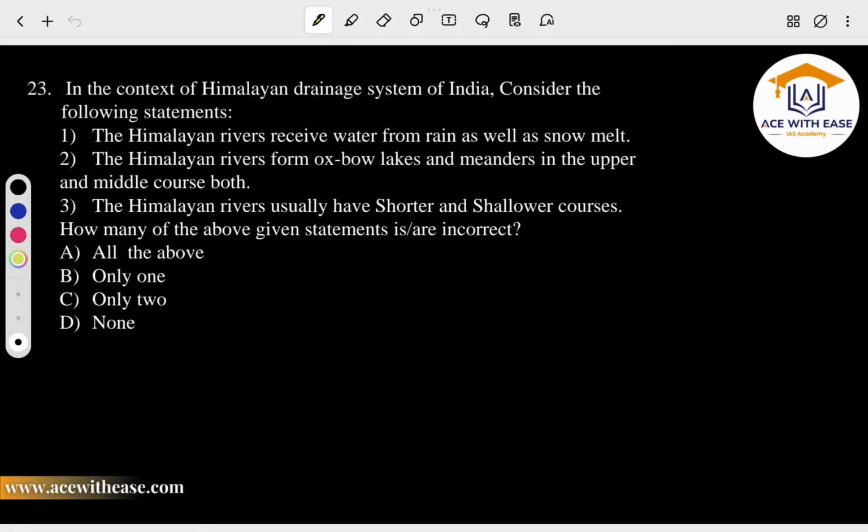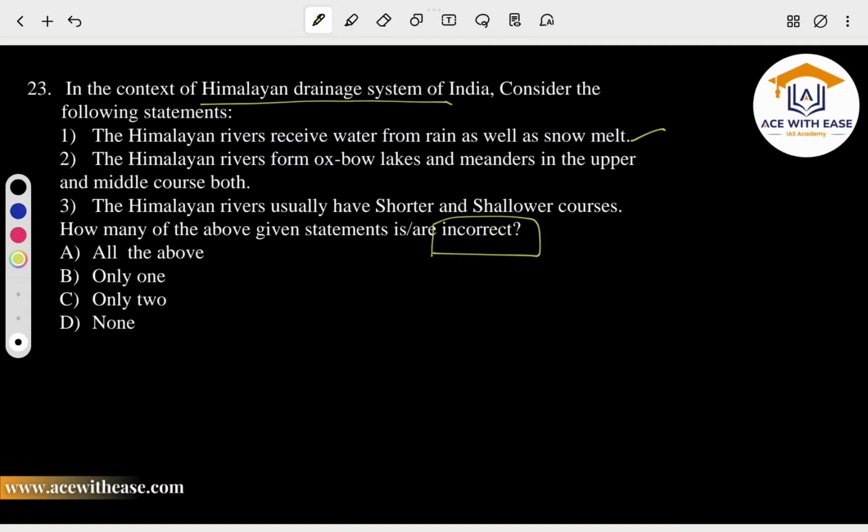Question 23, in the context of the Himalayan drainage system, here they are asking about the incorrect statements. First statement, Himalayan rivers receive water from rain as well as snow melt. Yes, that's why we call the Himalayan rivers perennial rivers.